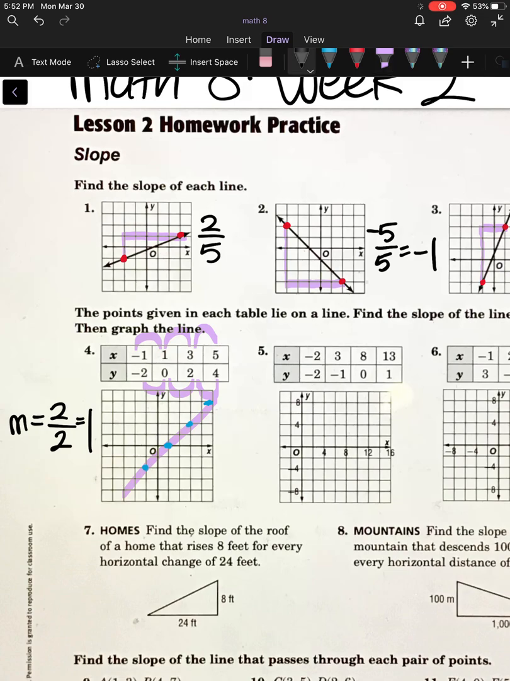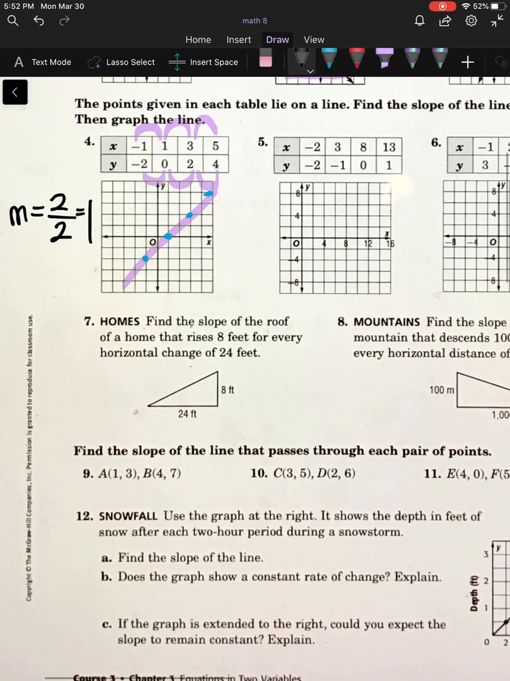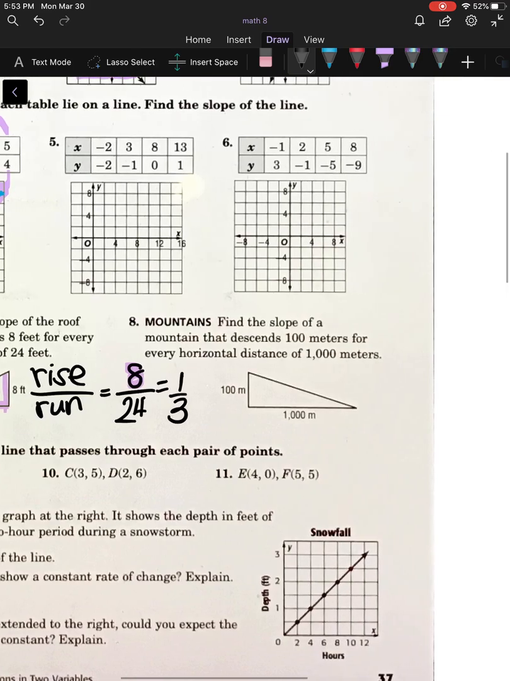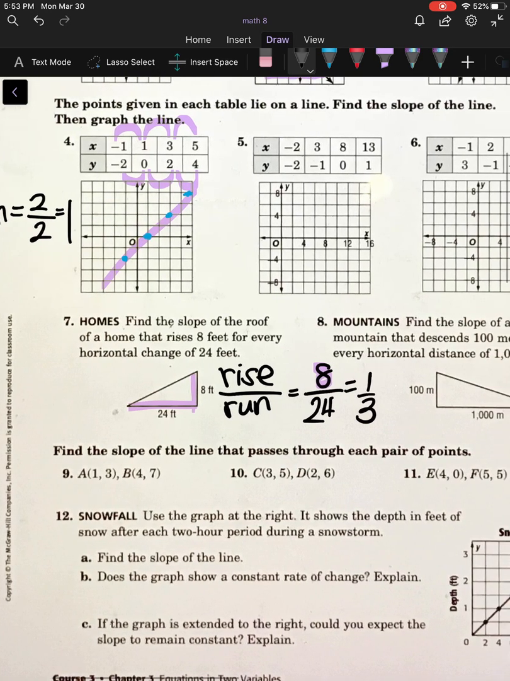Now for number 7, it says homes. Find the slope of the roof of a home that rises 8 feet for every horizontal change of 24 feet. So if slope is rise over run, and the rise or the vertical change is 8 feet, and the run or horizontal change is 24 feet, we have 8 over 24, and we can simplify by dividing by 8 on the top and bottom to get 1 over 3 or 1/3. Number 8 is a similar idea.